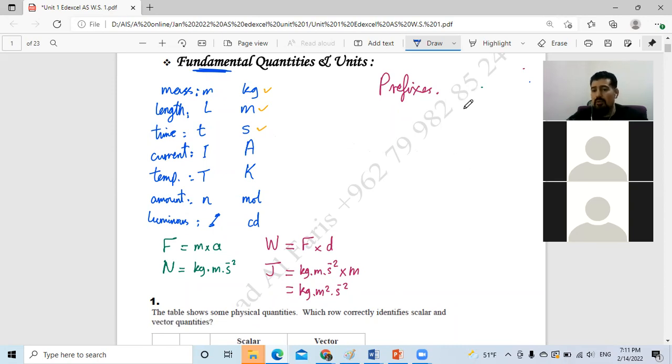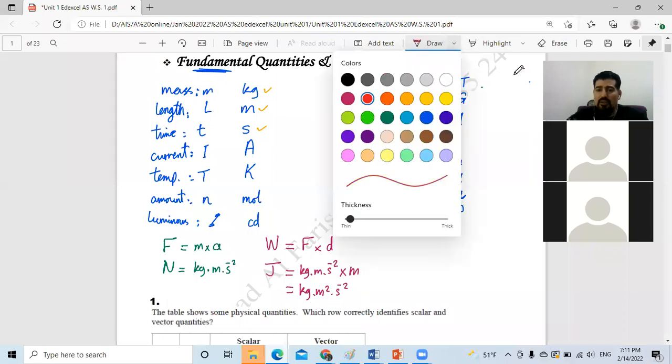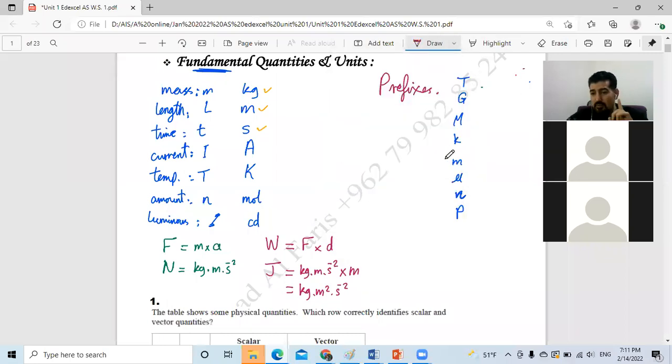For example, I will put them in order approximately. We have milli, we have micro, then nano, then pico. These are the small letters for things that are much smaller than the ordinary value. And we have the opposite: kilo, mega, giga and tera. These values also show you how big the number is. And there's one else here, which is what?